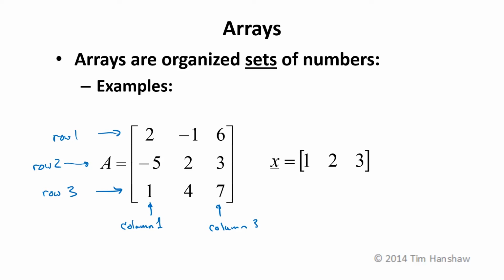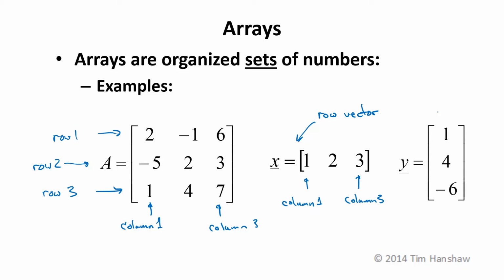Another example is X. This is a row vector. It has only a single row. It does have 3 columns. Y is a column vector. It has a single column but 3 rows.